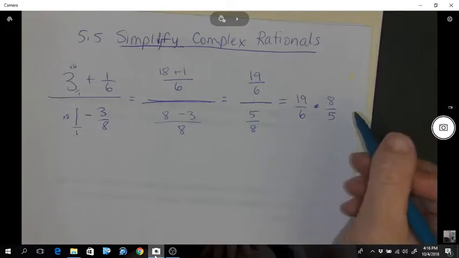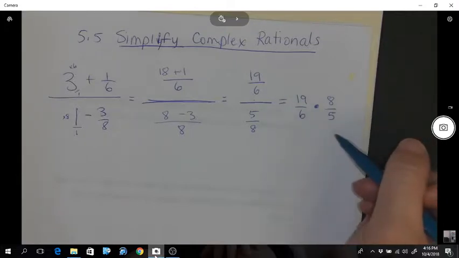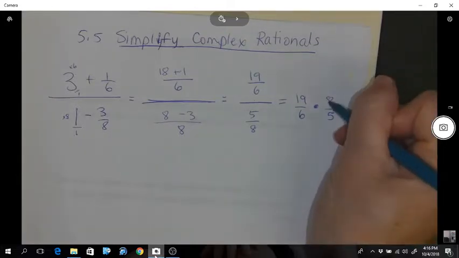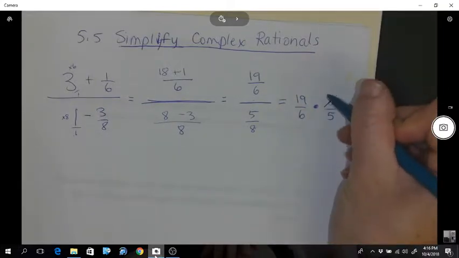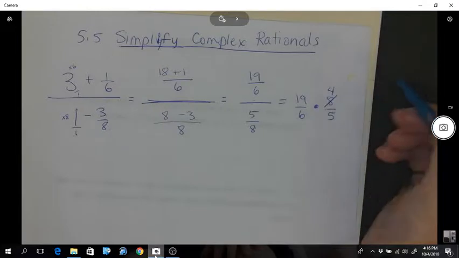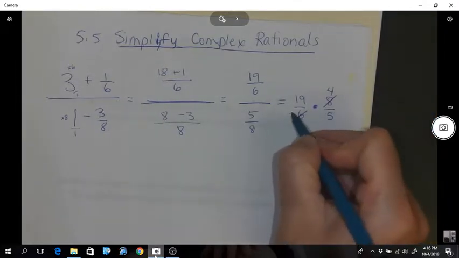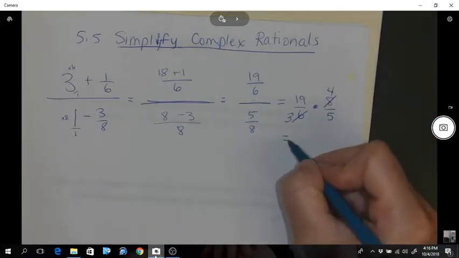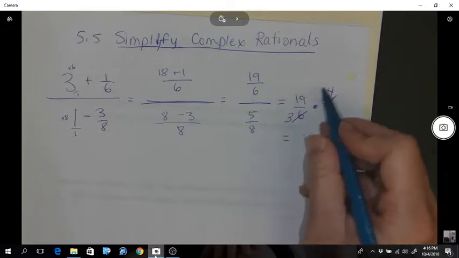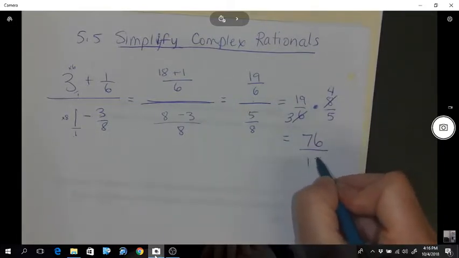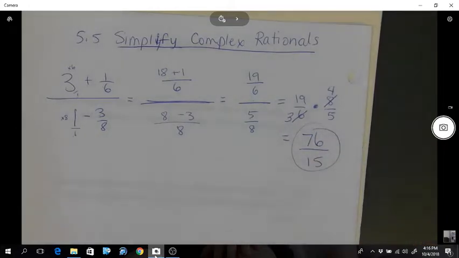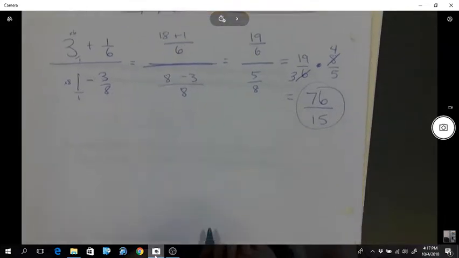Okay, anything can reduce? I see something. I can reduce this by 2. So if I take a reduction of 2, this would become 4. Reduced by 2, that would become 3. So your final answer is 19 times 4, which is 76 over 15. Okay, so no new skills, but it is a lot of organizing your other skills.